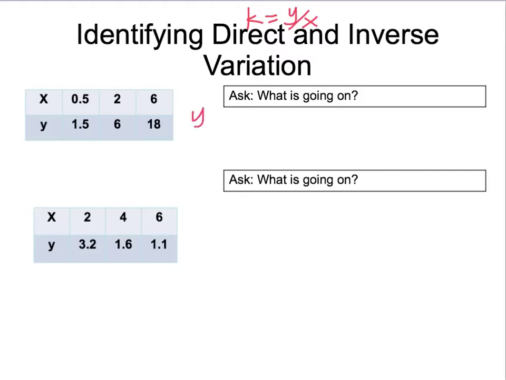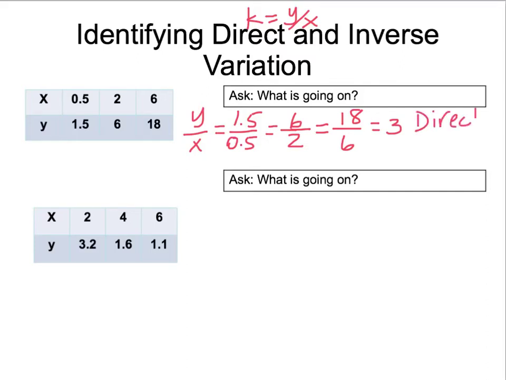So let's find the ratio of y to x for each of these. That's 1.5 to 0.5, that's 3. Is that the same as 6 to 2? That is also 3. So we're good so far. Is that the same as 18 to 6? Yes, they're all 3. So yes, this is a direct variation, because the ratio of y to x is what is staying constant. That means our equation for this direct variation is y equals 3x. We didn't have any need to check anything else, but we would start with that.